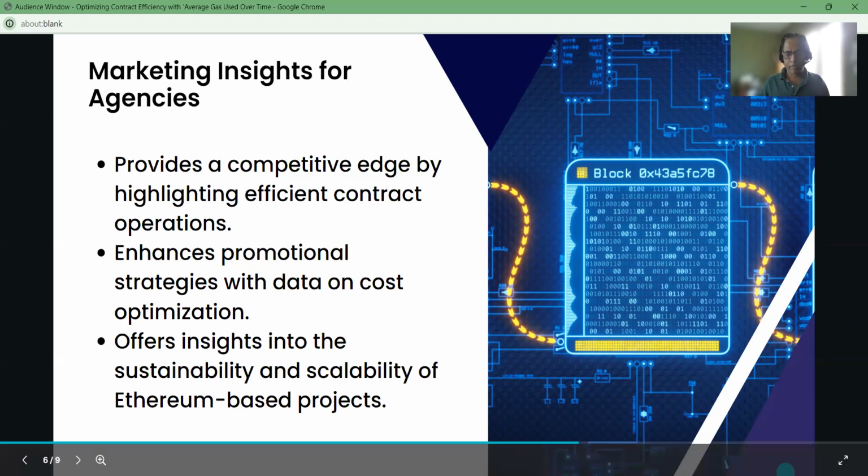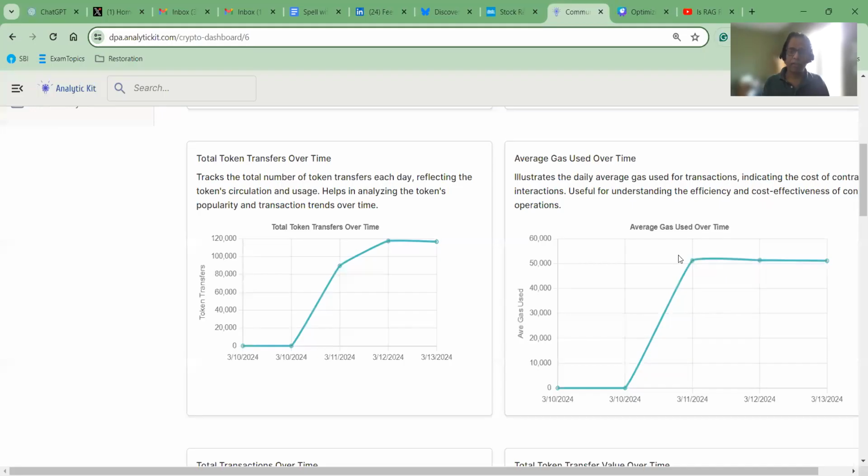So as I showed in the graph, right now it's a static graph. Basically it tells the different dates and the gas usage, and it shows the average gas used on the y-axis, and the dates on the x-axis. You cannot manipulate the graph, you cannot change the graph, you cannot change the date range.